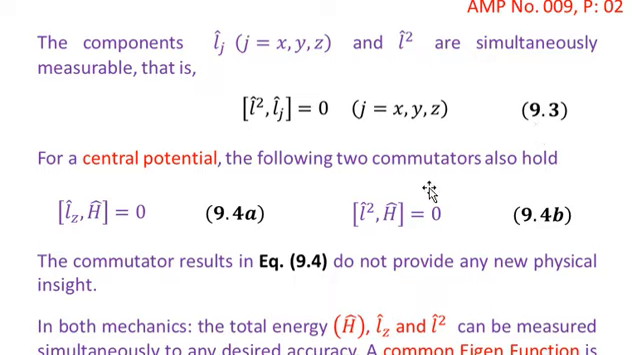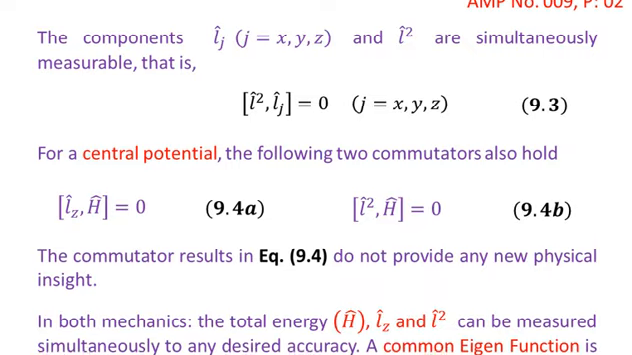For a central potential, the following two commutators also hold. That is, Lz and H commute as given in equation number 9.4a, and L square and H also commute as given in equation number 9.4b. The commutator results in equation number 9.4, that is 9.4a and 9.4b, do not provide any new physical insight because their physical insight is covered by the previous commutators. So we may not need these commutators in our calculations because they don't provide any new physical insight.